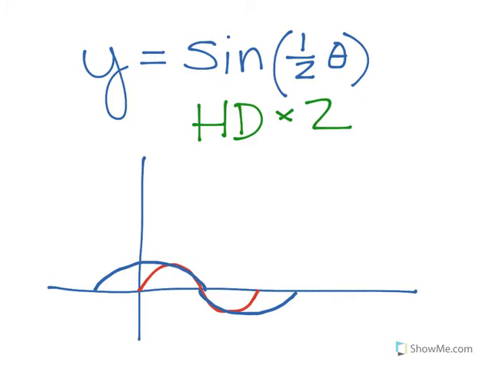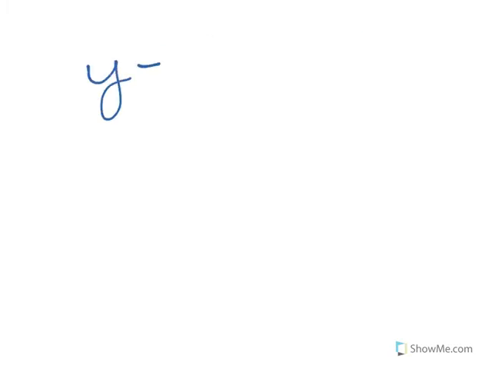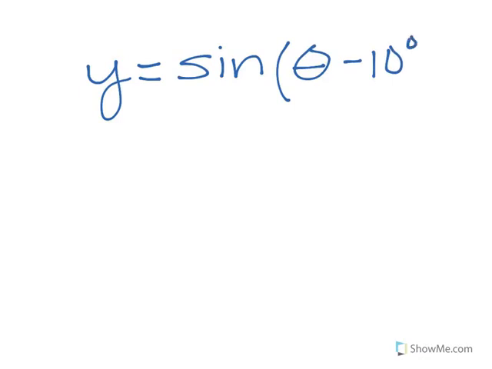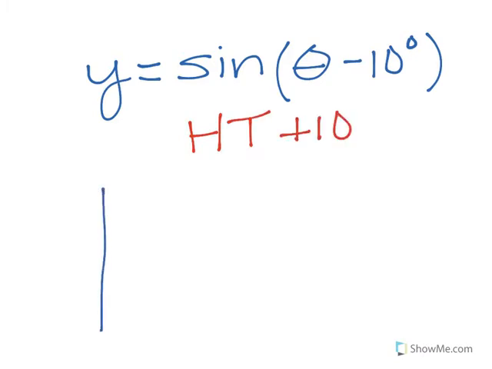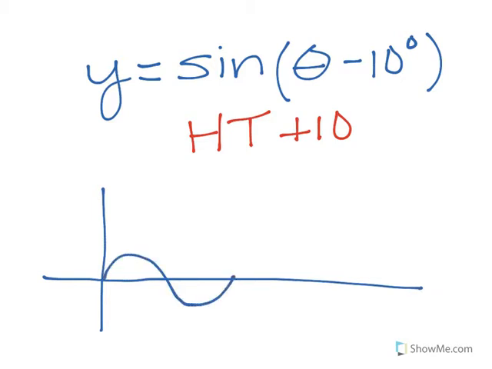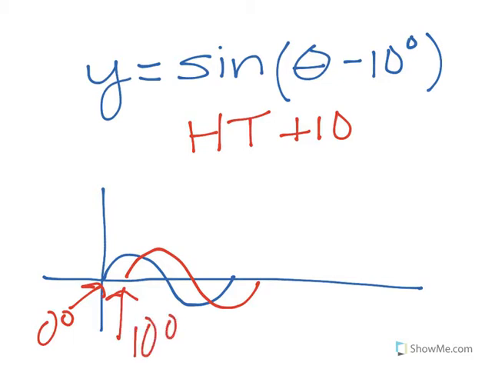And then the fourth one, y equals sine of theta minus 10 degrees. I'm using a degree sign here because I'm working in degrees. Well, this is going to be horizontal. Translation plus 10. So what that's going to do is shift the original sinusoid horizontally 10 degrees. So if this spot was at 0 degrees, this one is now at 10 degrees. If this high point was originally at 90 degrees, it is now at 100 degrees.